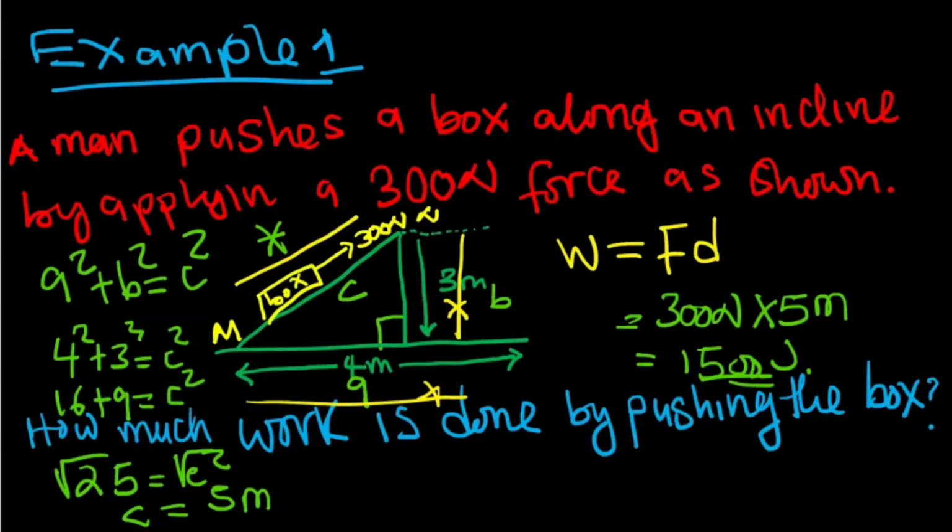Normally, if you are given an incline, you look for a distance that is slant, or the one that is going in the same direction with the force, not the vertical distance or the horizontal one. Okay, so let us look at the second example.